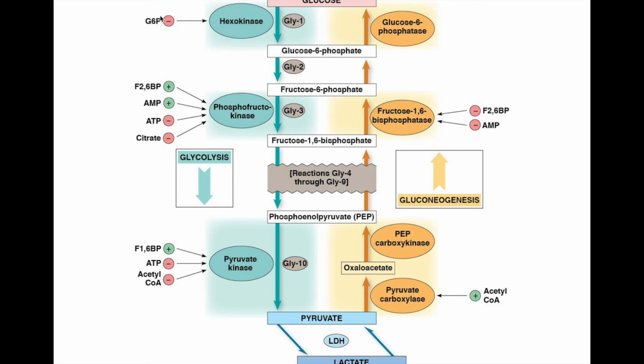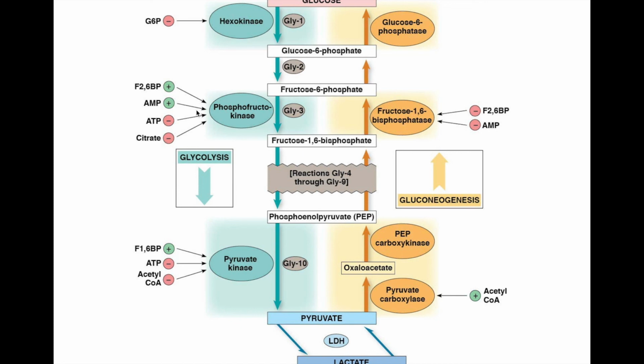So the concentration of glucose 6-phosphate is a negative effector on hexokinase, which catalyzes the first reaction to make glucose 6-phosphate. So the more of this you make, it is allosterically inhibiting hexokinase. So the more you make, and it'll shut down this enzyme.